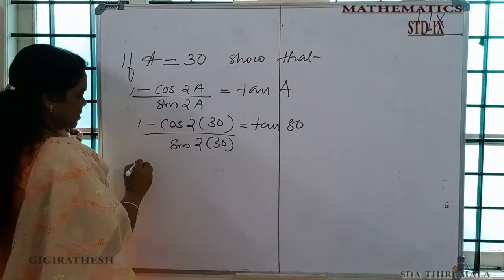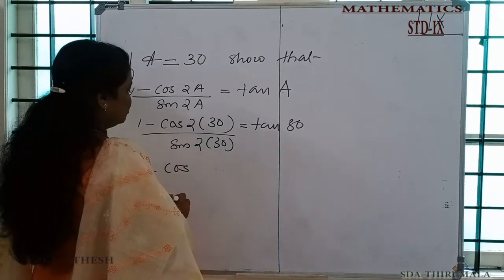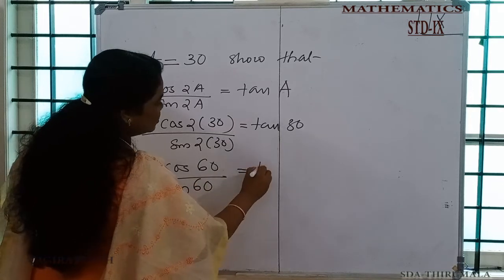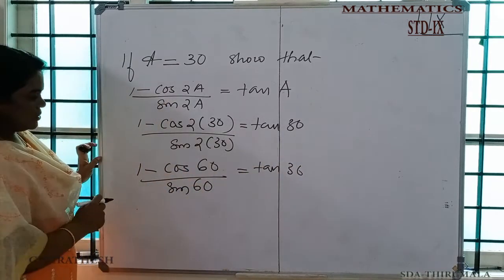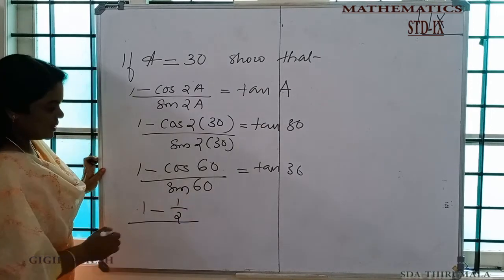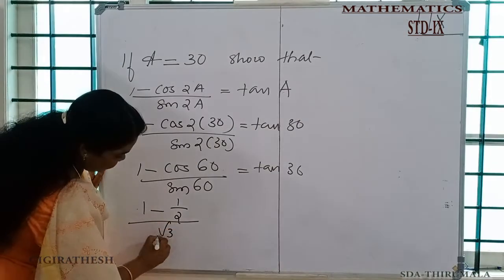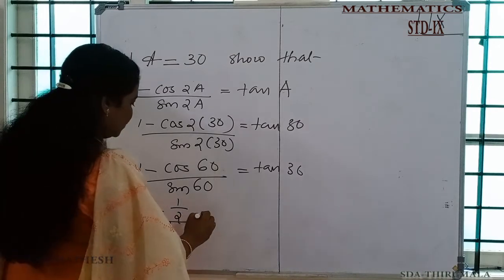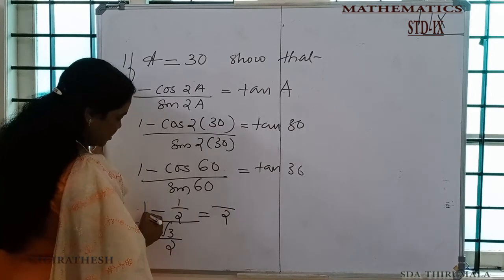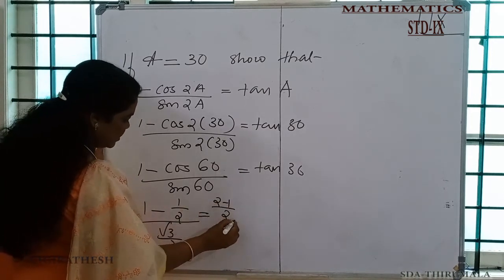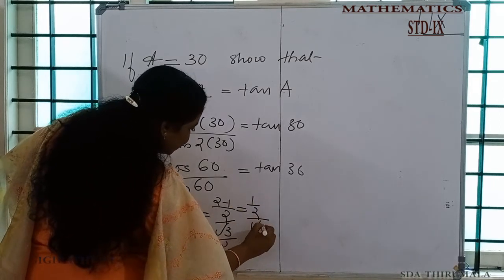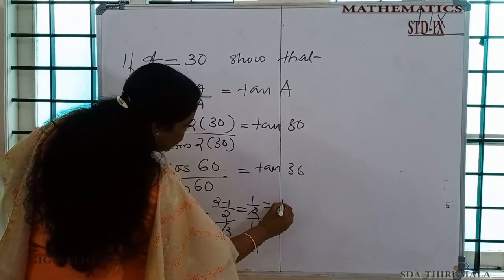Okay. And here, 1 minus cos 2 into 30, that is 60, by sin 60 is equal to tan 30. Put the values of cos 60 and sin 60, that is 1 minus 1 by 2 divided by sin 60, which is root 3 by 2. Taking the LCM, this is 2 minus 1 by 2 divided by root 3 by 2, which is 1 by 2 by root 3 by 2, and cancelling this 2, we get 1 by root 3.